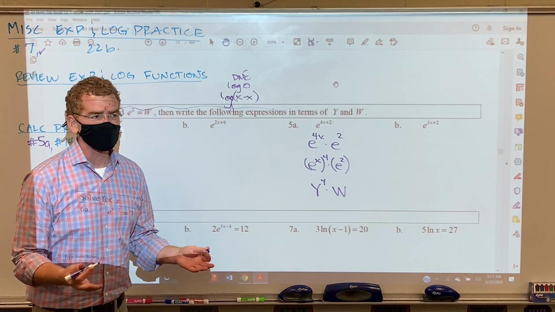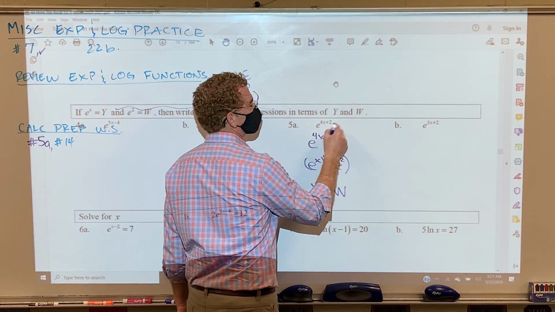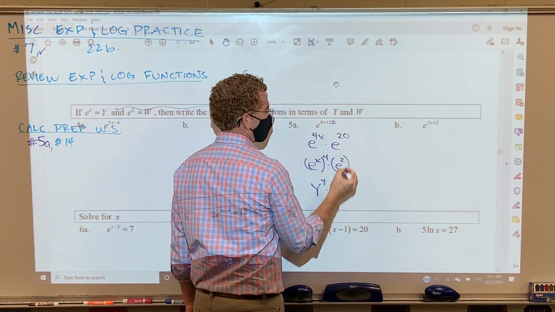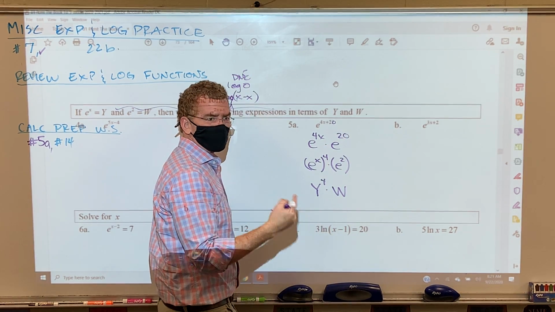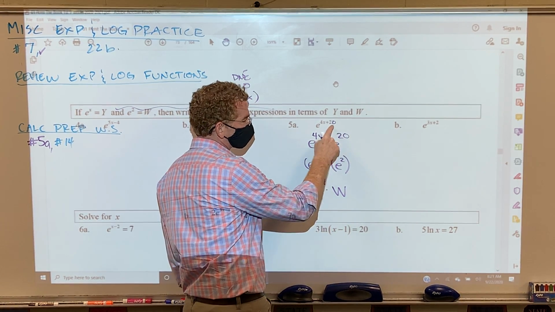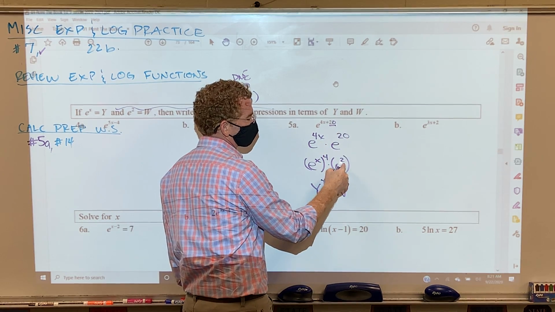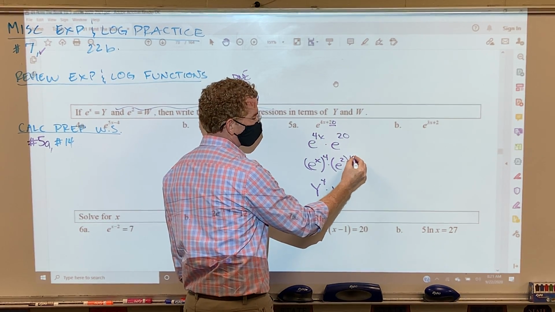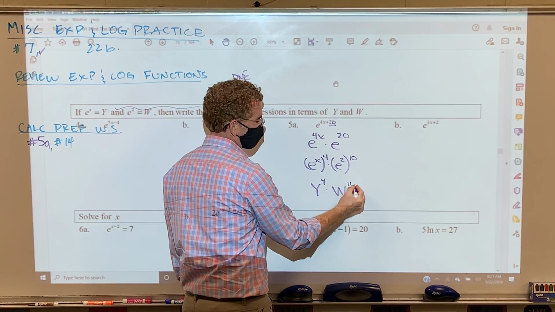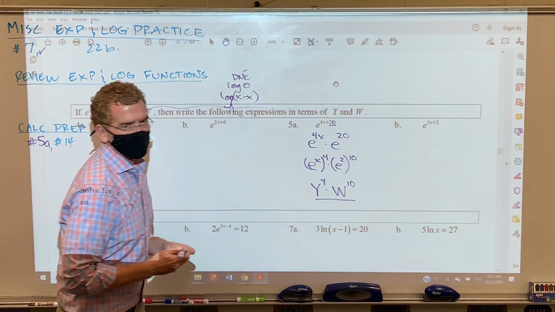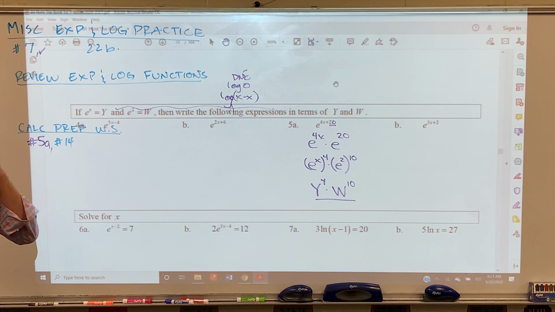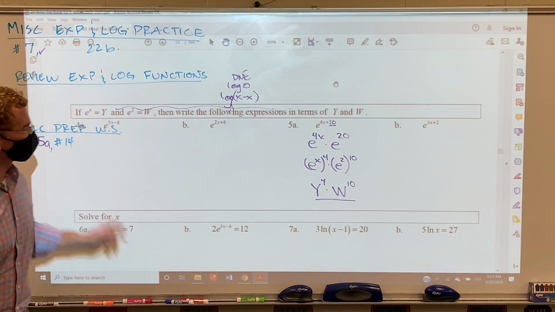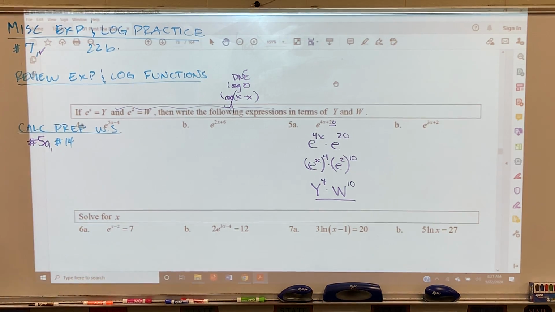And even if that squared wasn't squared, what if that was plus 20? How could I rewrite e to the 20 as an e squared term? So even if it was something like a 20, you could rewrite that as e squared to the 10th, and you'd have w to the 10th. And you're rewriting it. And the goal of that is just to help you see that you can make some substitutions sometimes that will help you. Right? So that's 5a. Number 14 on this Calc Prep sheet.